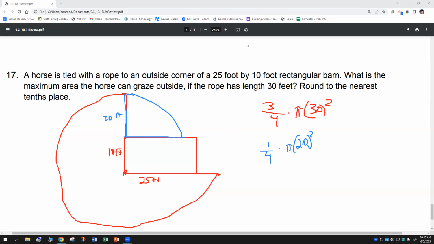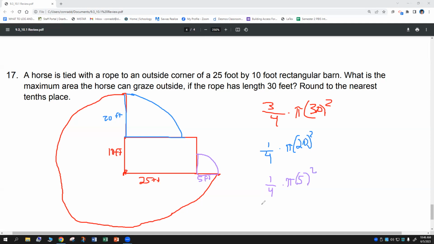And then we got one more little part to add here. 1/4 of a circle right here. So this is 5 feet. The length of the rope is 30. So if the barn is 25 feet long there's 5 extra feet that can go around. Should go probably to the middle of the barn. There we go. So that is pi times 5 squared.